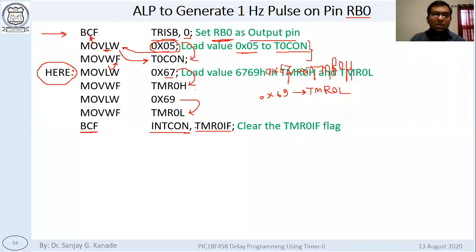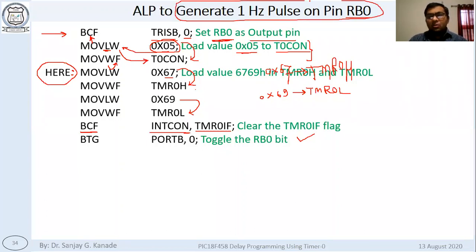What should be the next step now? Start the timer. We should now toggle the bit, because this is one thing that we want to do. Actually, this is what we want: a 1 hertz pulse on RB0. How will it pulse? On, off, that should happen. So we have to perform that operation also.